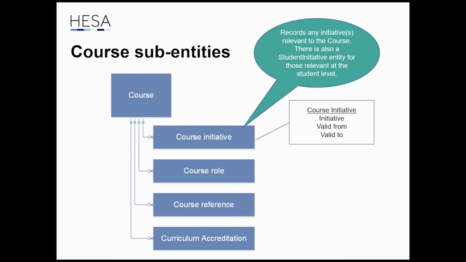So we also have an initiative entity associated with the student level. If an initiative is recorded in this entity, it's saying that for every student on that course, that initiative is relevant to each one of those students. So one example is a higher apprenticeship. If you record the course initiative here, every student on that course is doing a higher apprenticeship. We do have valid from and to dates associated with the initiative. If one were to become relevant or become no longer relevant, rather than having to create a new course, the provider could use the valid from and to dates to show when it applied.